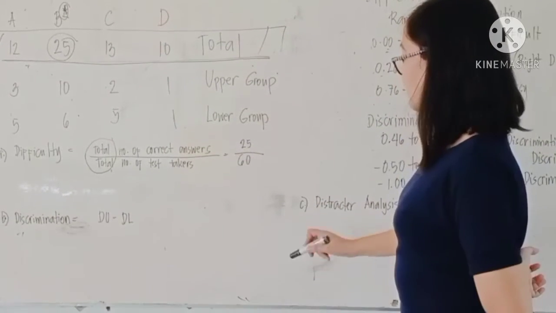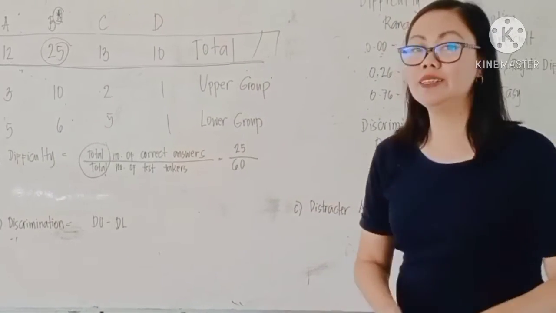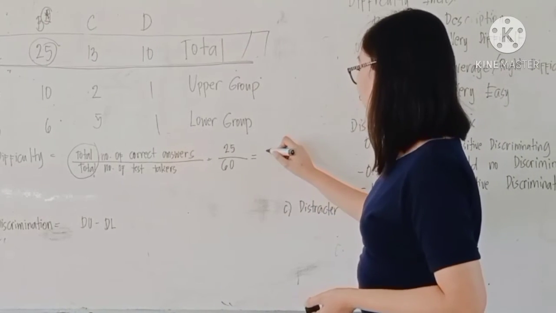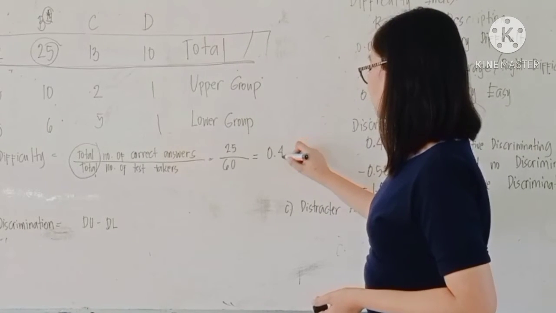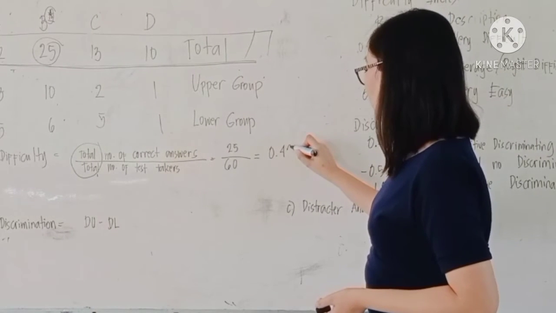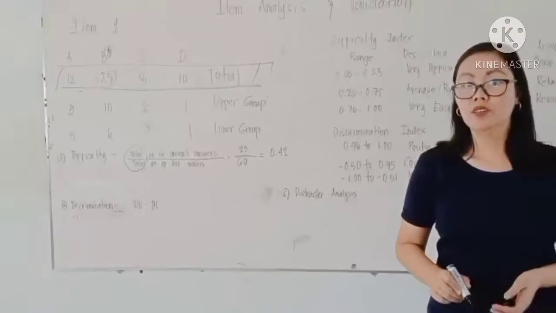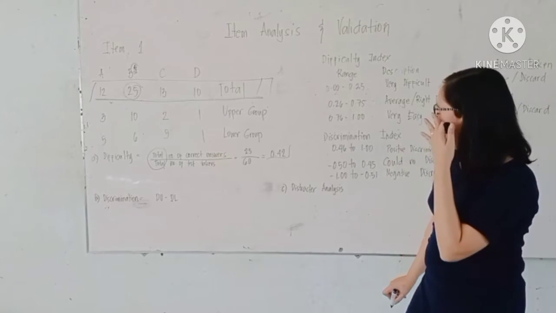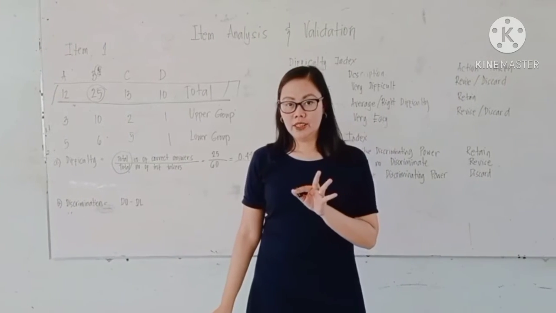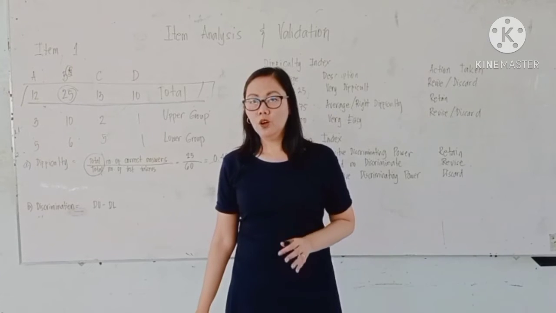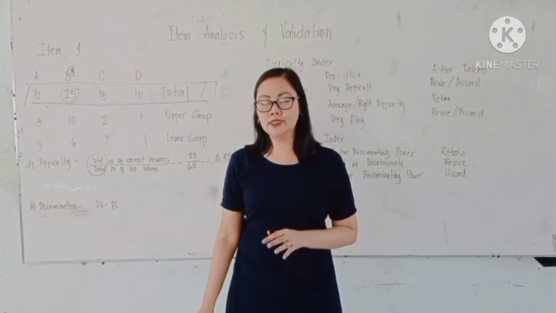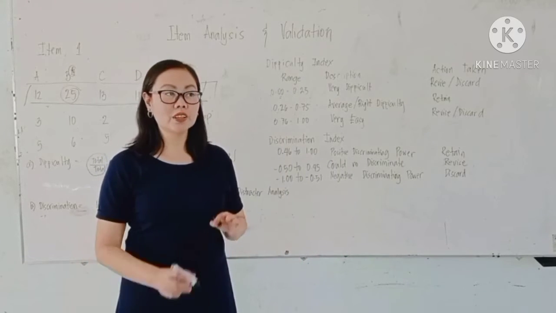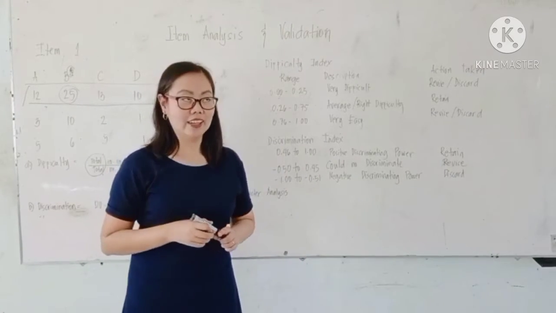Now, we compute for the difficulty. The difficulty is equivalent to 25 divided by 60. If you compute for that, you will determine that the difficulty index of the test is 0.42. Now, we are going to check the description of the difficulty index, which is 0.42. We will proceed to our arbitrary numerical guide.